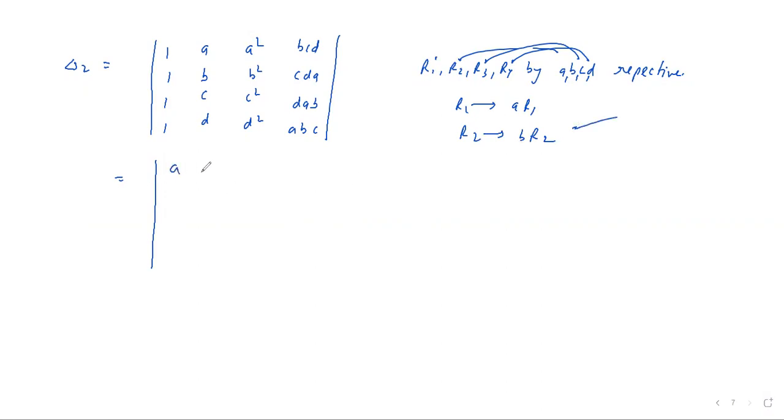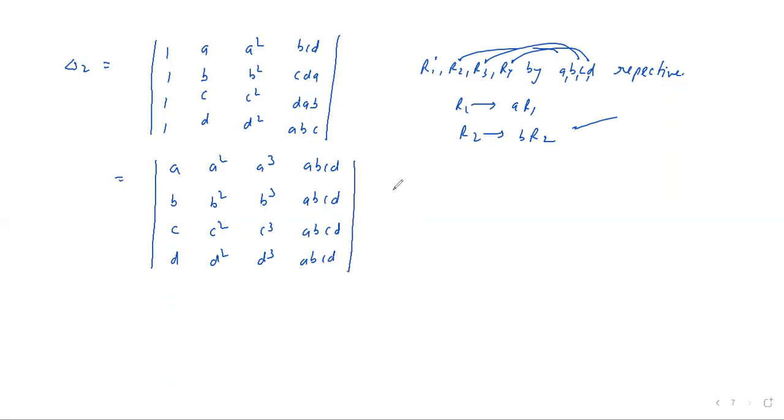So it would be equal to A, A square, A cube, ABCD, and B, B square, B cube, ABCD, C, C square, C cube, ABCD, and D, D square, D cube, ABCD. We have multiplied each and every part by it.